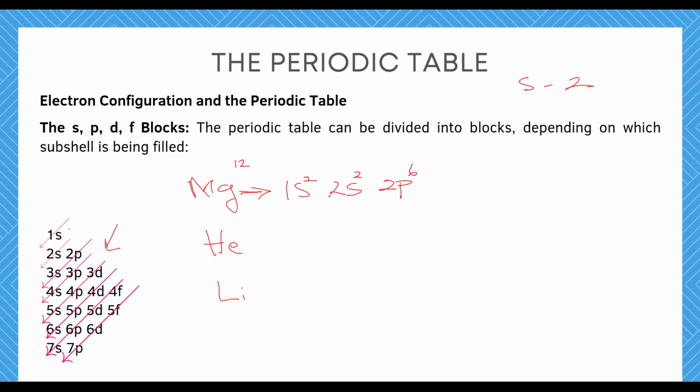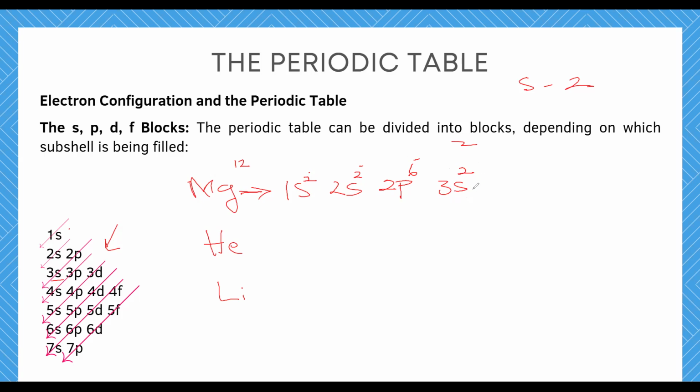So how many have I taken care of now? 2 plus 2 plus 6 gives me 10. How many do I have left? I have 2 left. Good. So what's the next one to put after 2p? 3s. How many am I going to put? 2, because it can accommodate only 2 electrons.